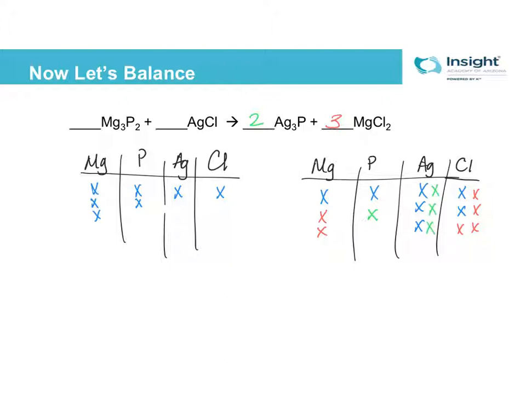All right. So now let's try to fix silver. I have 1 in the reactants and I've got 6 coming out. So I'm going to put a 6 out front here, which is going to turn both the silver and the chlorine into 6 each, and that actually fixes both of those molecules. And now our equation is balanced.